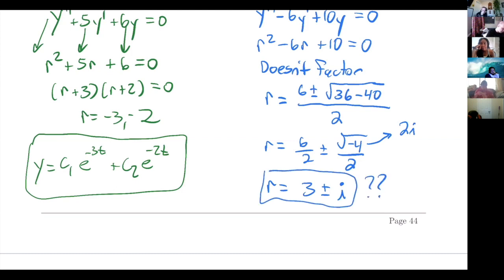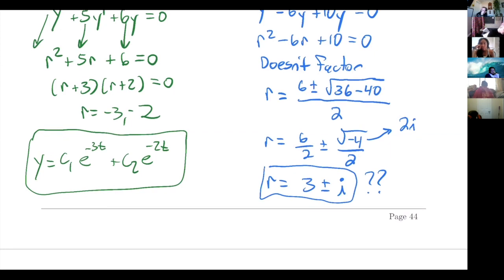And so the question is, well, what can we do with those sorts of things? How do we make sense out of something like e to the 3 plus it, right? If we try and mimic the solutions that we had over here when we find the roots with complex things, then we need to make sense out of what happens when we take e and raise it to an imaginary number. So that's the goal for today, is what can we do with things that look like this?